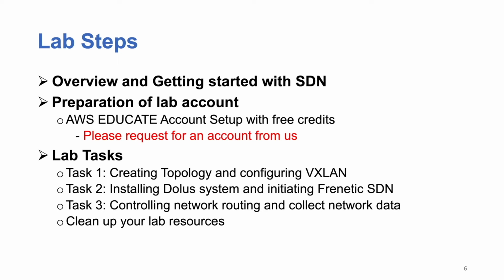The main tasks of this lab include: first, you will create a topology and configure Virtual Extensible LAN on the AWS EC2 instance. The second task, you will then install the Doulos system and initiate software-defined networking using the Frenetic controller. The third task, you will use the Doulos system to control the network routing within the topology and then collect some sample network packet data from the nodes.